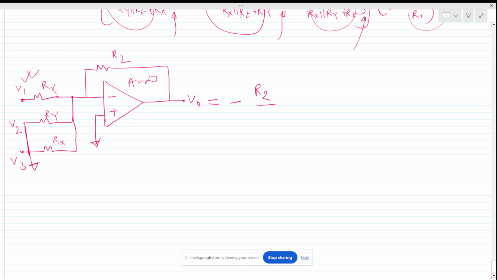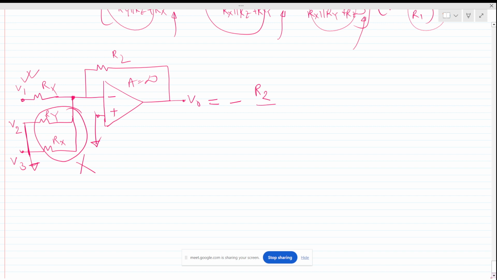So okay, let me do. Once again, if this is ground and virtually this node is also ground, then this branch is out of the picture. These have no effect on the resistance.